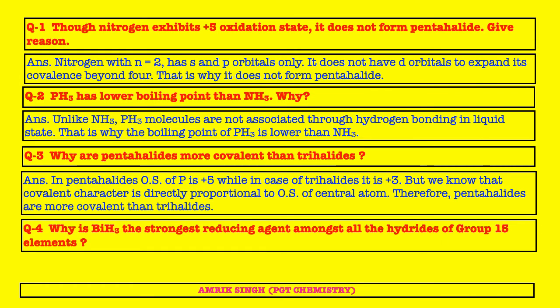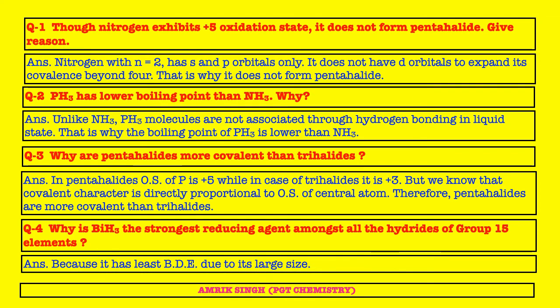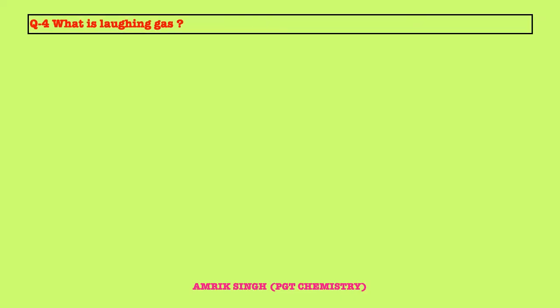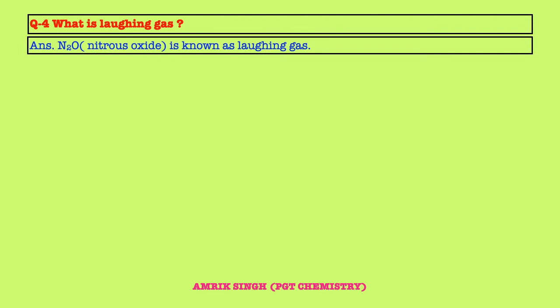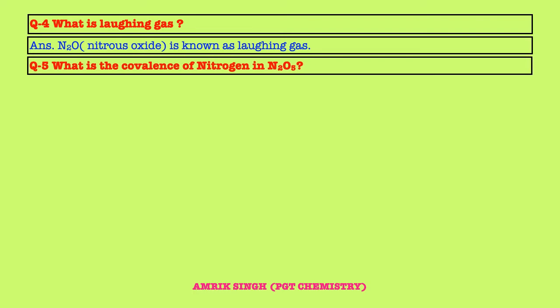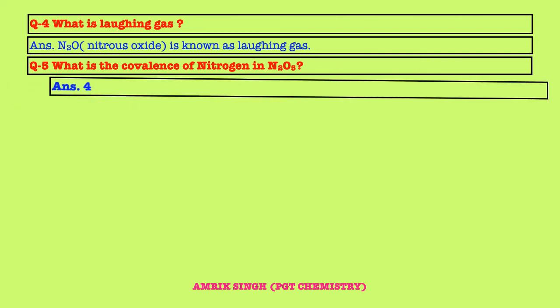Question number 4. Why is BiH3 the strongest reducing agent amongst all the hydrides of group 15 elements? Because it has the least bond dissociation energy due to its large size. Question number 4. What is laughing gas? Answer: N2O is known as laughing gas. Nitrous oxide is laughing gas. Question number 5. What is the covalence of nitrogen in N2O5? That is 4.